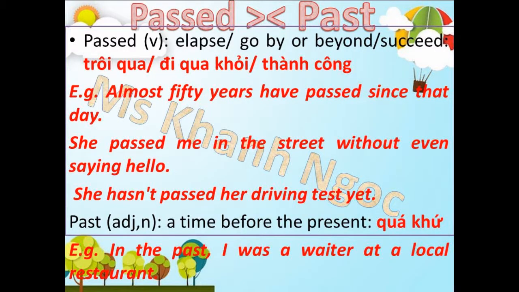Passed and past. Passed, verb, elapse or go by or beyond or succeed. We have three examples here. The first one, almost 50 years have passed since that day. She passed me in the street without even saying hello. She hasn't passed her driving test yet. And past is both an adjective and a noun, which means a time before the present. In the past, I was a waiter at a local restaurant.